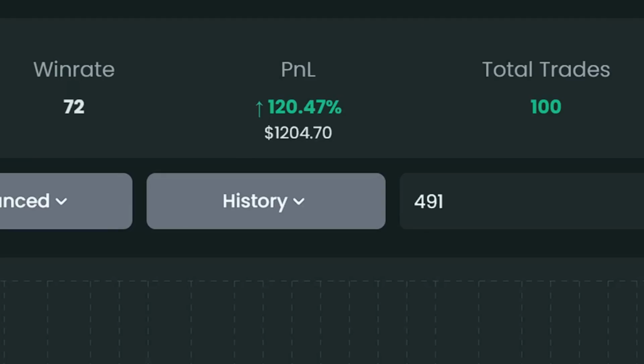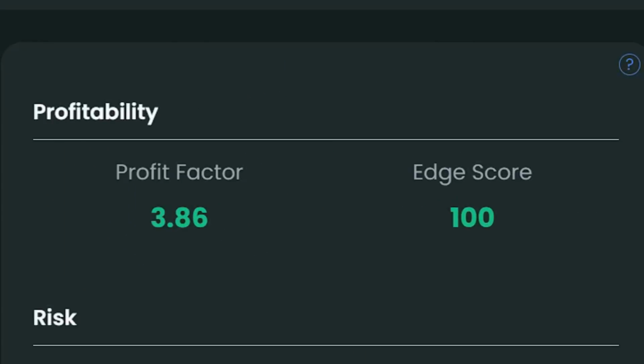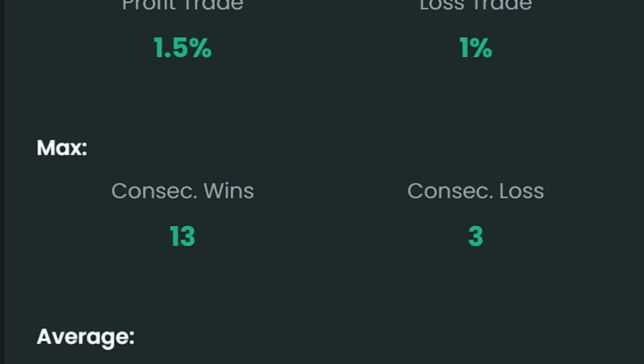And if that's not impressive enough, the profit factor was an outstanding 3.83. This means for every dollar we risked, we made $3.86 in return. Talk about a solid investment. Now let's talk about consecutive wins and losses. During our backtesting adventure, we experienced an incredible streak of 13 winning trades while only enduring 3 losing trades in a row. That's pretty sweet wins to loss ratio if you ask me.